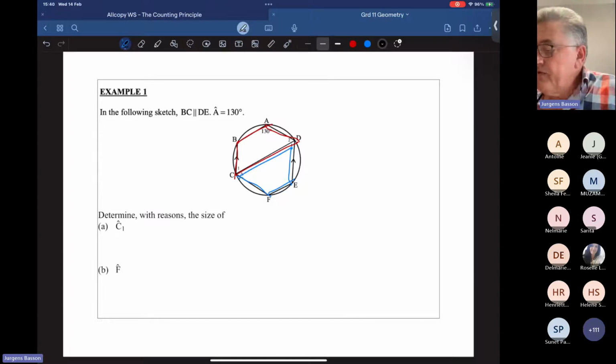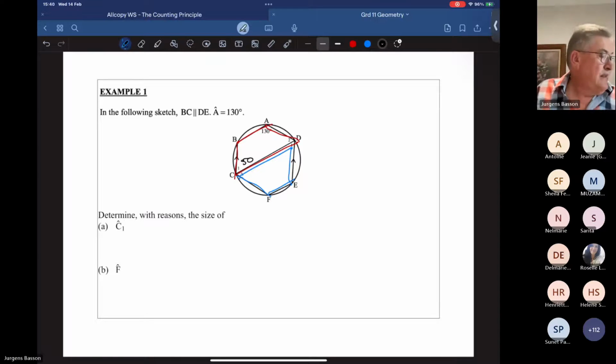In the red one, if that is 130, I think you're all happy that that will be 50, because they must add up to 180. Opposite angles are supplementary. So what else do we have here? What else can we say when we know the 130 and the 50? I would love to hear your answers, but now I unfortunately can't hear you. So let's continue. I think you already see the next step.